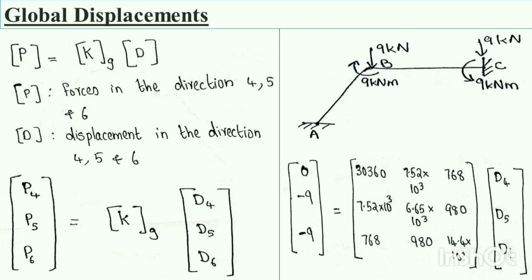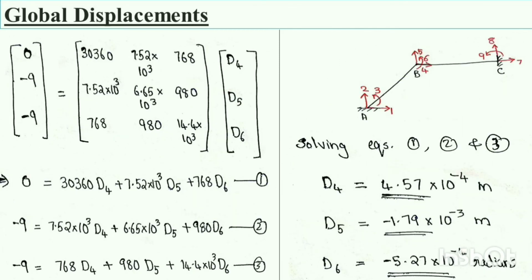So here the member forces P4, P5, P6 are equal to kg into D4, D5 and D6. The forces are 0, minus 9 and minus 9, that are equivalent joint forces. Minus represents clockwise rotation. This is the kg matrix and D4, D5 and D6.